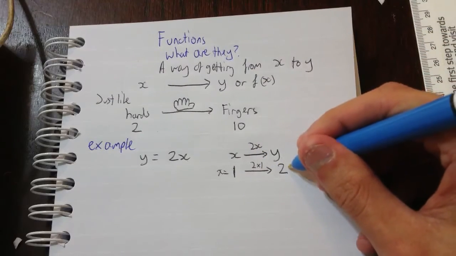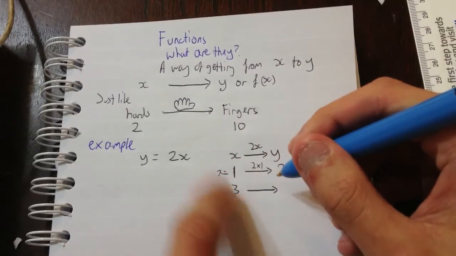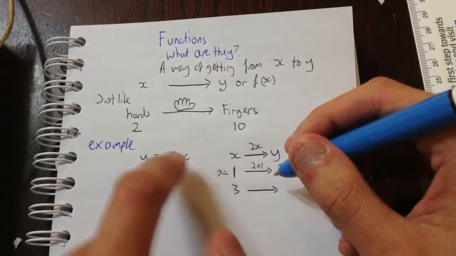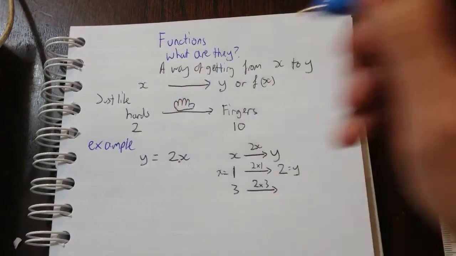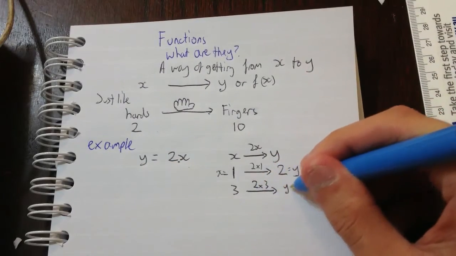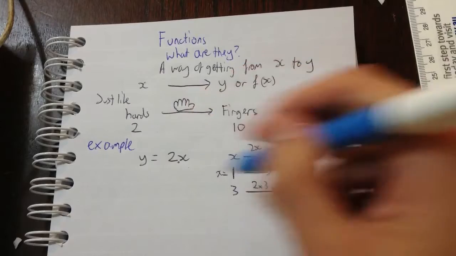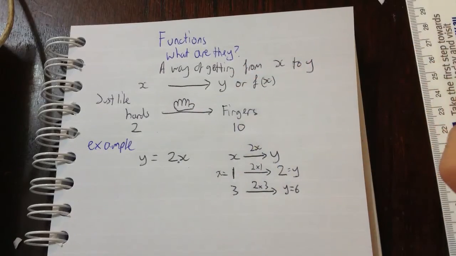Y equals 2. Well, if x equals 3, we put it through and replace x with 3, because x is now 3, it becomes 2 times 3. Because remember, there's a little times in there. It's hidden. 2 times 3, and we get y equals 6. And that's how this is just like a hand. It's just a way of getting from one thing to another.